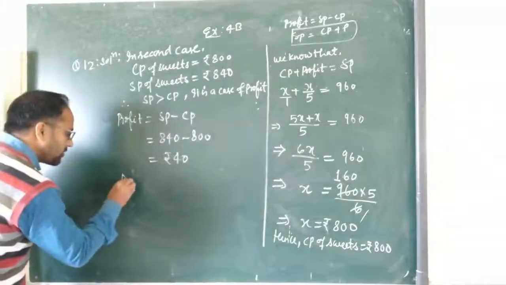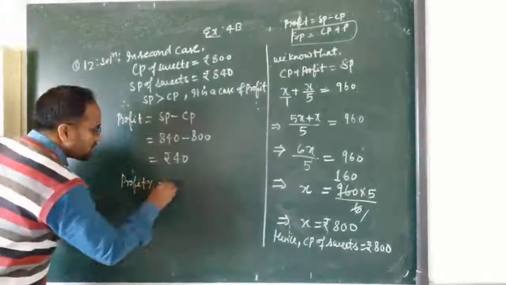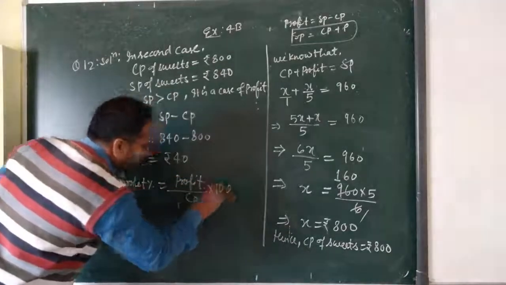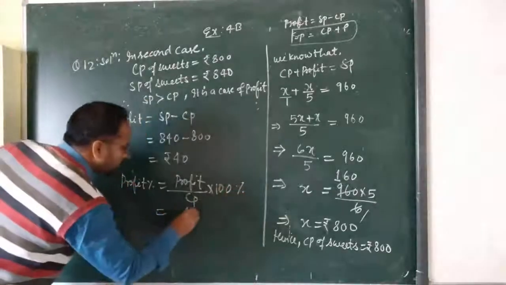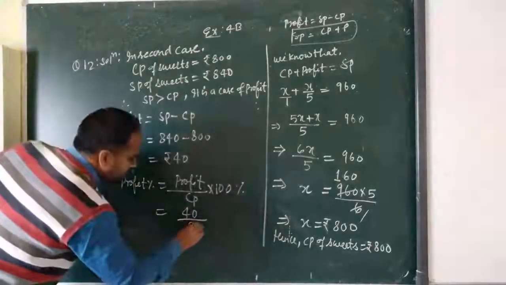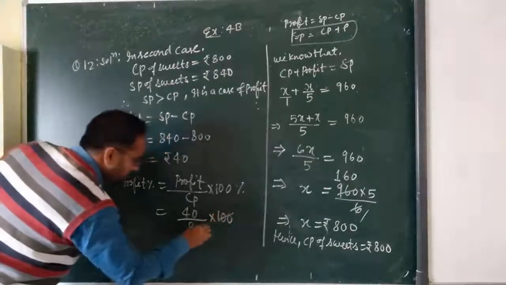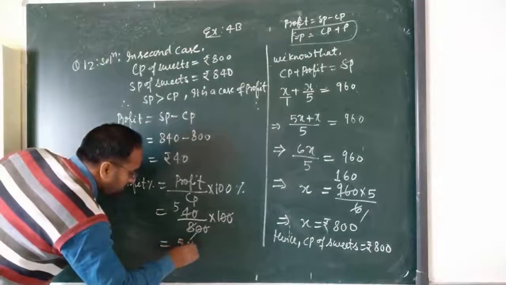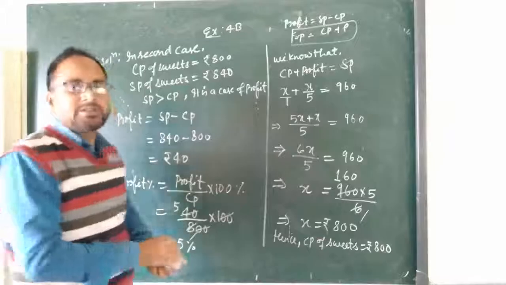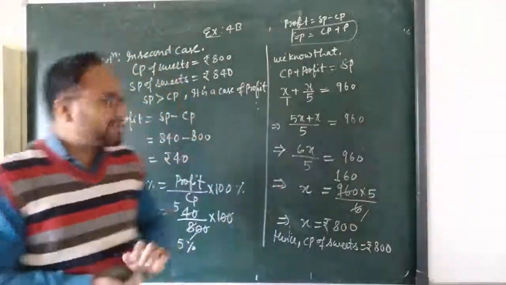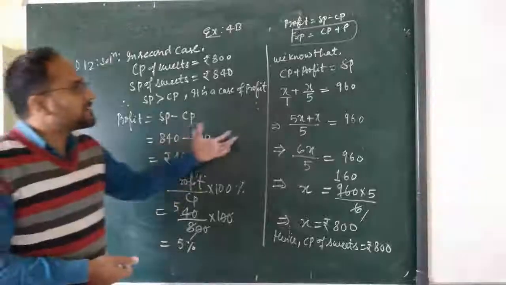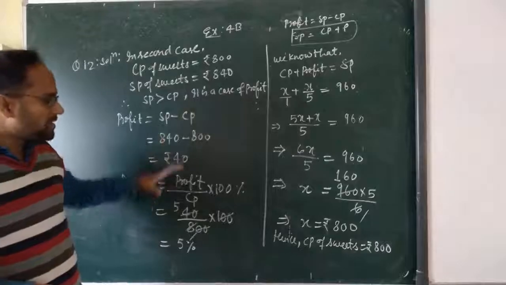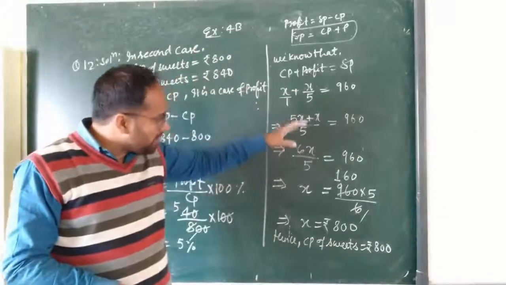Now profit percent is equal to profit upon CP multiplied by 100%. Profit is equal to 40 and CP is equal to 800, multiplied by 100. The 0 is cancelled out by this 0, and 8 ones are 8, 8 fives are 40. So you will get 5% as the overall profit on that article, students. I think it's a little bit lengthy. If you use the direct formula, it is much easier to solve such problems. But this process is also known to you, students.